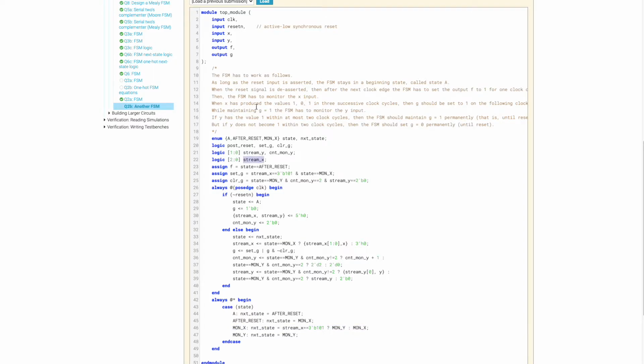When we monitor X, we need to wait for this X to provide a 101 value, which is described here if we're in state X and we shift in X. We're just going to keep shifting in X until we detect a 101, and obviously we need this filter of this state. And then when we detect this, we're going to set G on the following cycle.